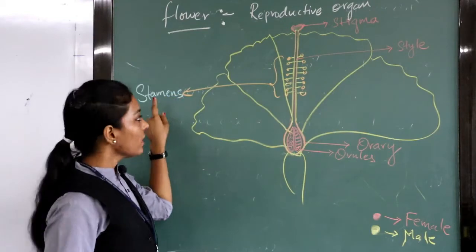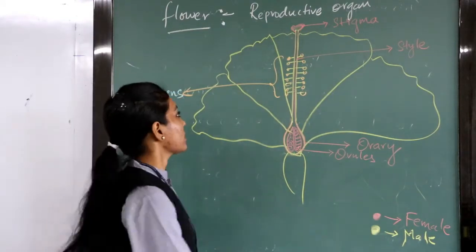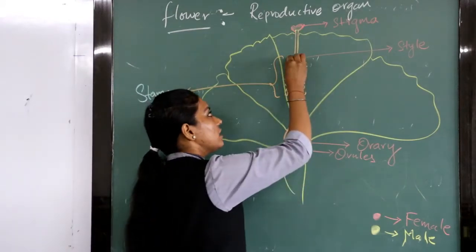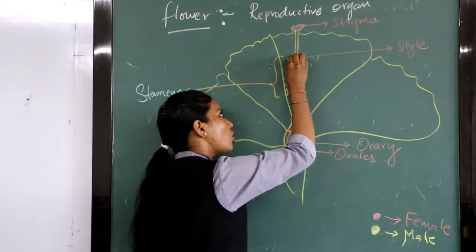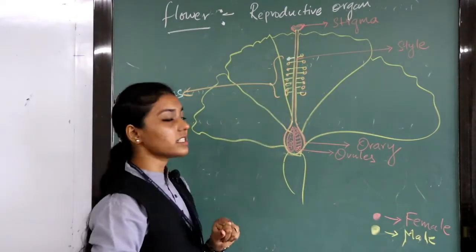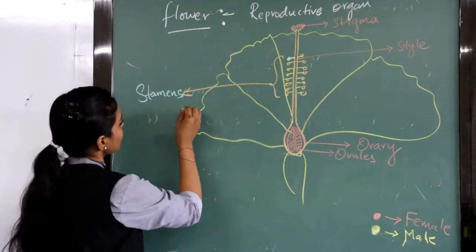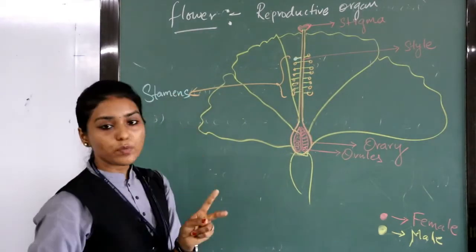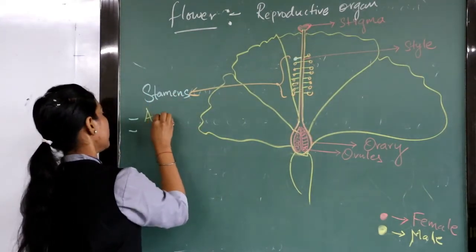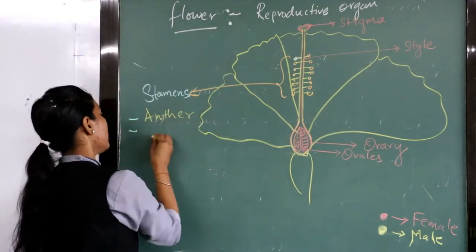Okay. And a stamen consists of two things. This round part is called the anther, and the anthers are attached to a long slender stalk-like structure which is called the filament. So here you can say that a stamen consists of two main parts, that is anther and filament.